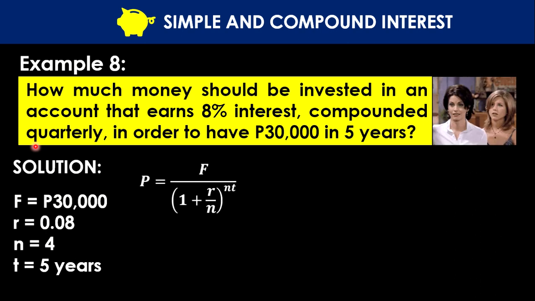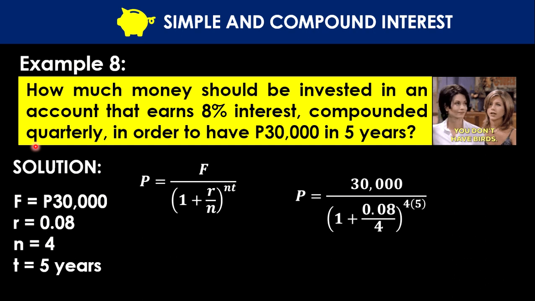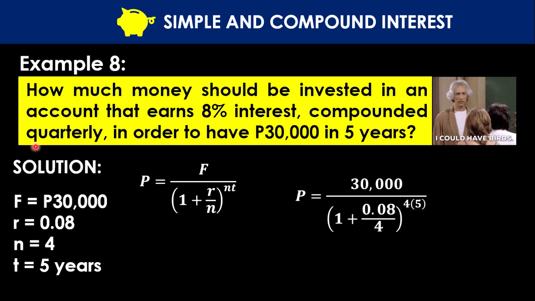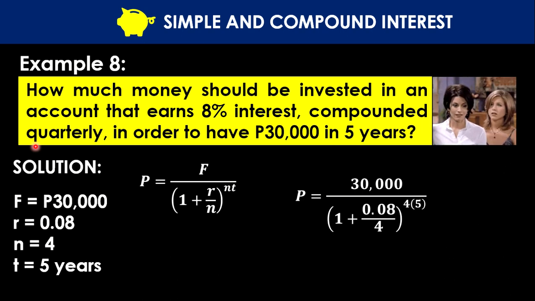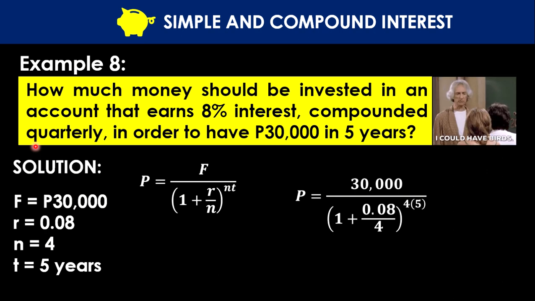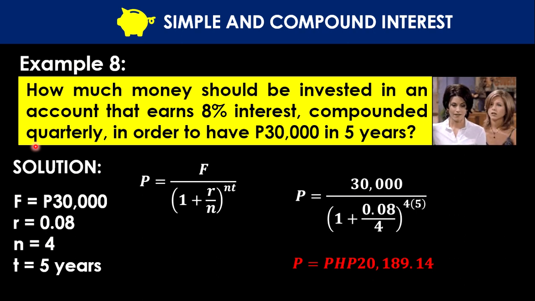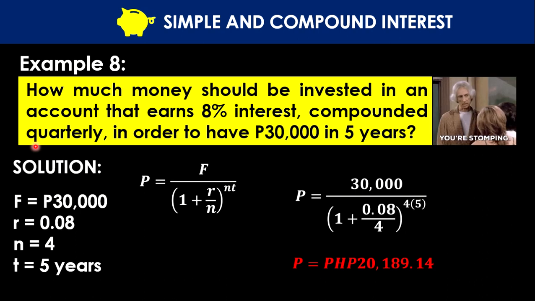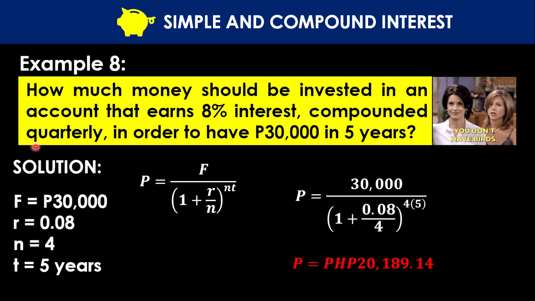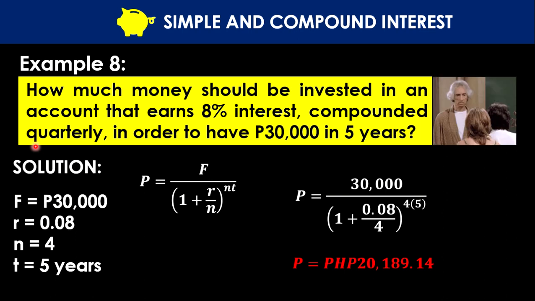So let's substitute that to our formula. We'll have 30,000 divided by the quantity of 1 plus 0.08 divided by 4 raised to 4 times 5. So if we calculate that, the result is 20,189.14. So that is the present value. So you need 20,189.14 to obtain the 30,000 pesos in 5 years, given this condition. So take note of that.